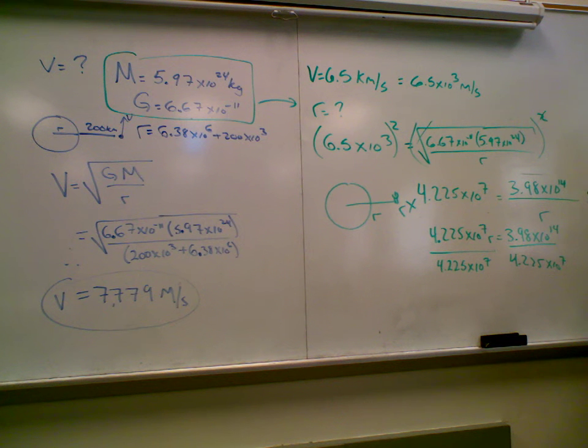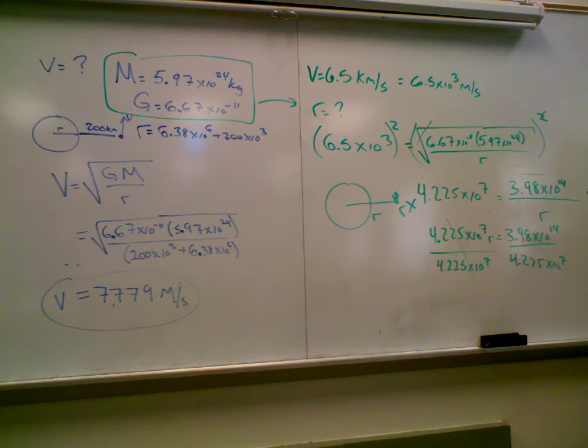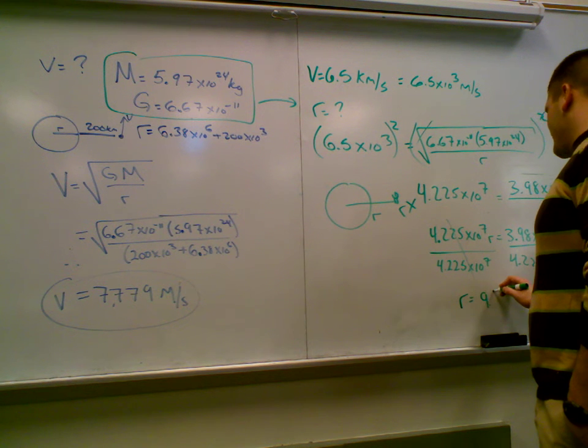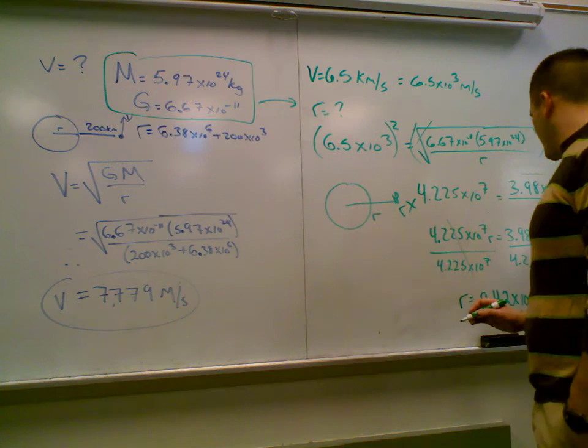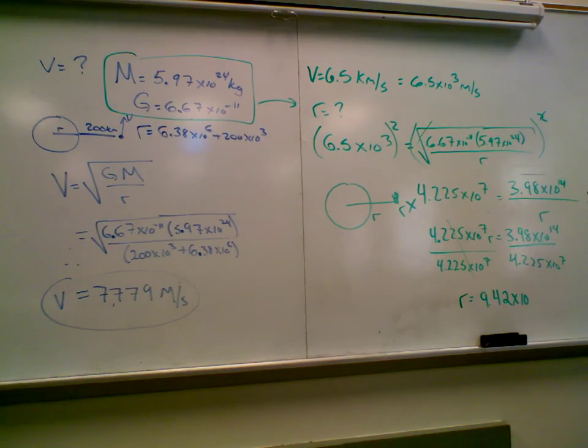All right, so these cancel. What's this? 9.42 times 10 to the... the 9th? I don't think it's the 9th. Oh, the 3.986? Yeah, okay, that sounds better. That gives me the right answer.